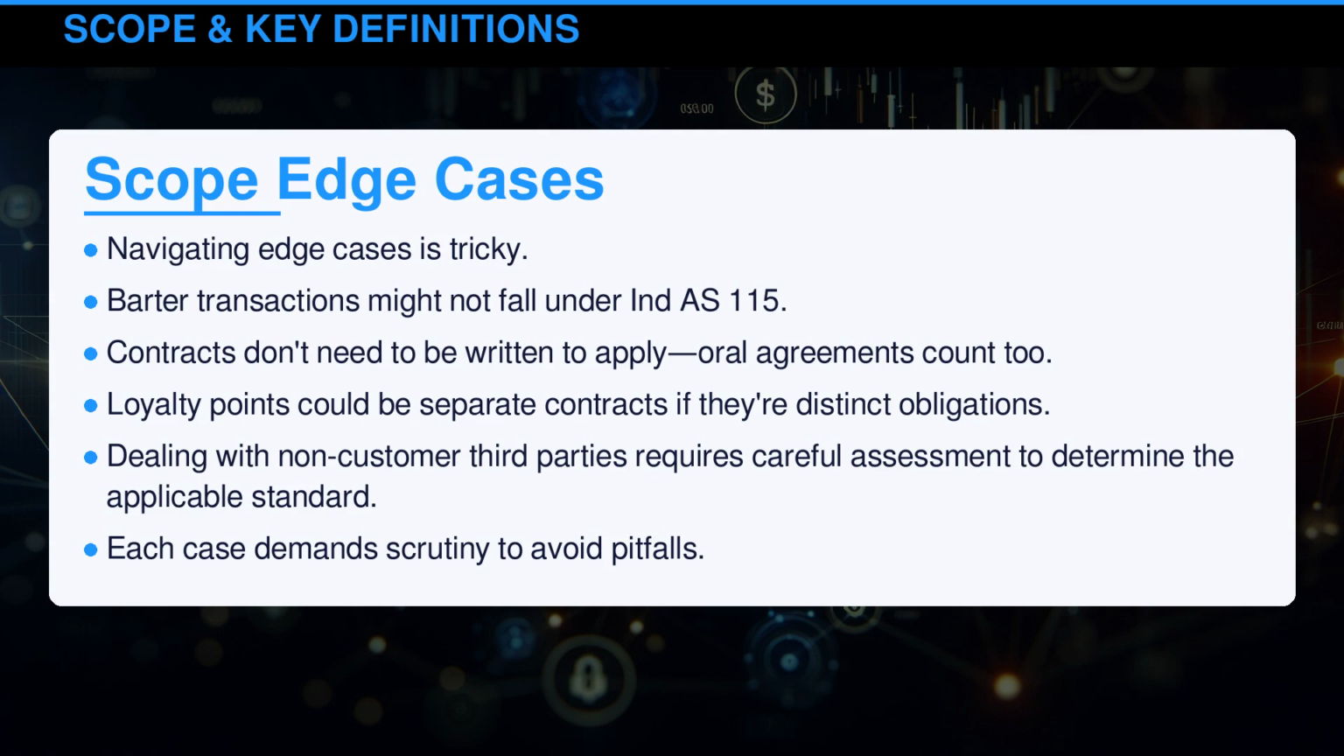Navigating edge cases is tricky. Barter transactions might not fall under Indian Accounting Standard 115. Contracts don't need to be written to apply. Oral agreements count too. Loyalty points could be separate contracts if they're distinct obligations. Dealing with non-customer third parties requires careful assessment to determine the applicable standard. Each case demands scrutiny to avoid pitfalls.